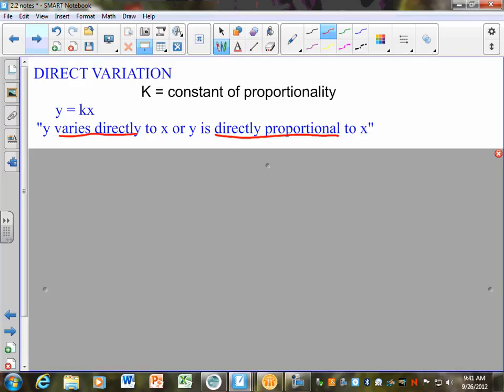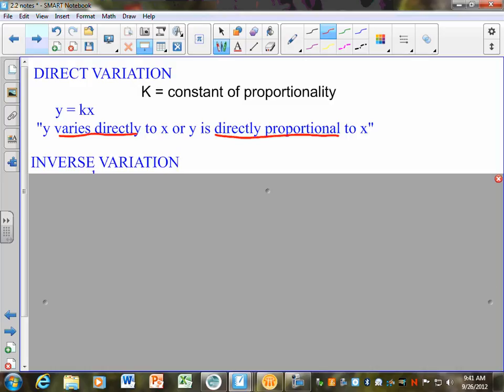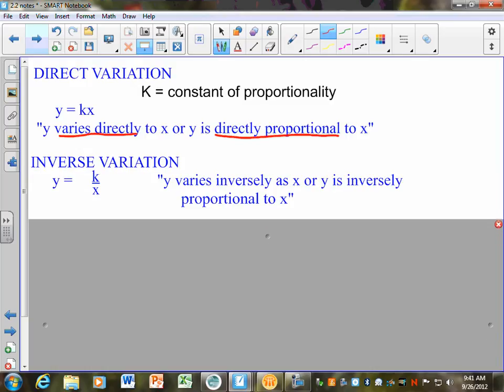We also learned that there's other types of proportion. Directly proportional is what we see the most, but we also have inverse variation. And again, I put in quotations here what you're going to see when you see a problem, and you're kind of looking for those specific words. If you see the words varies inversely, this varies inversely to this, or you see the words y is inversely proportional to x, well, inverse means like the reciprocal, so instead of multiplying by your constant, you're going to take your constant divided by x.